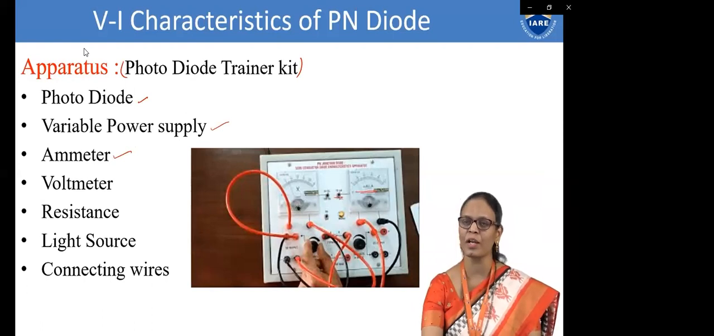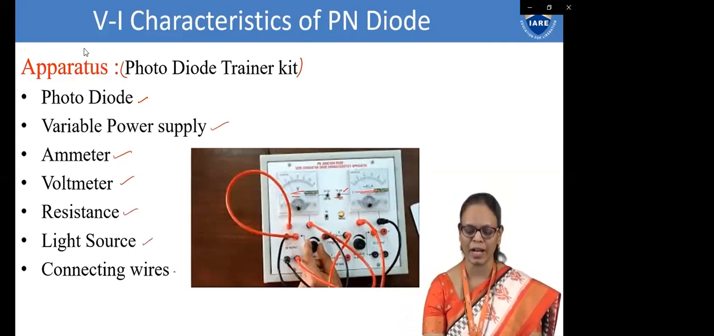You can either put it in the milliampere mode or the microampere mode. Because we are doing this experiment in reverse bias, because the PN junction works in reverse bias, the amount of current is due to the minority carriers. So we will be using it in the microammeter mode. Then a voltmeter to measure the voltage. This is the voltmeter. And a fixed resistance of 1 kilo ohm is already fixed.